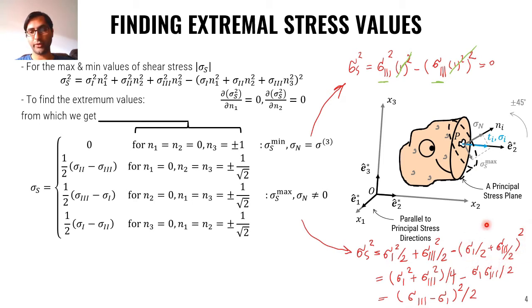If we solve this part, we get basically sigma 1 squared plus sigma 3 squared divided by 4 minus sigma 1 sigma 3 divided by 2, which is basically the expanded form of the bracket sigma 3 minus sigma 1 to the power of 2 divided by 4.